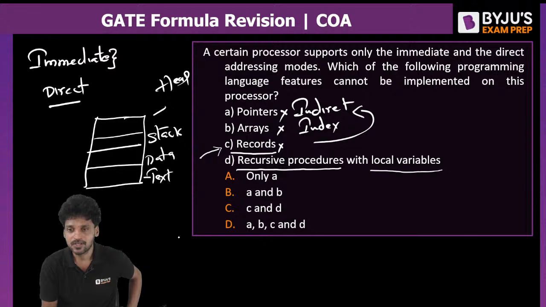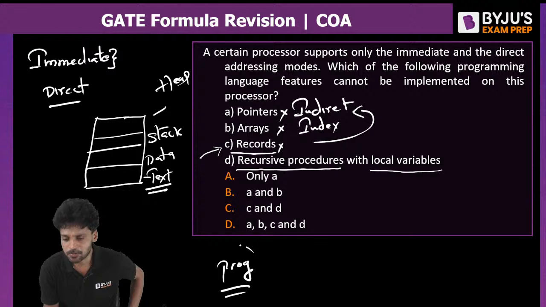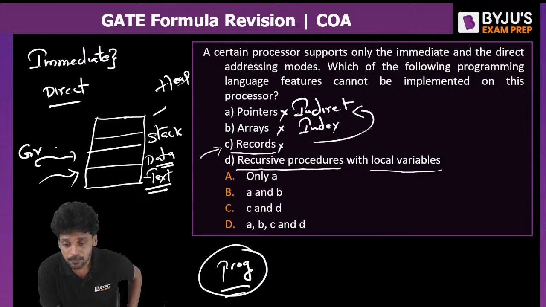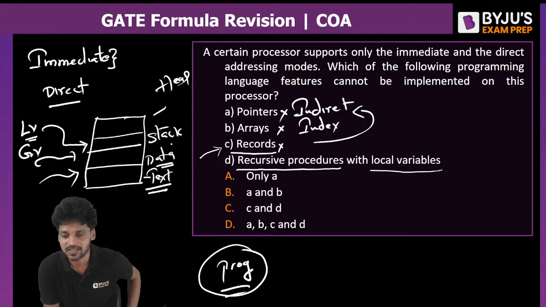Now the thing is, what is the text section? When you are executing a program, the program's instructions will get stored in the text section. The program's global variables will get stored in the data section. The program's local variables will get stored in the stack section. Heap, the program's dynamic variables and class level variables, will get stored in the heap section.